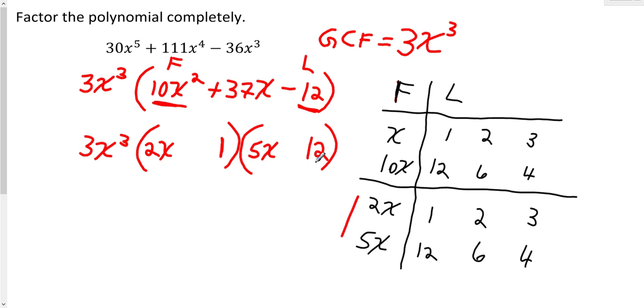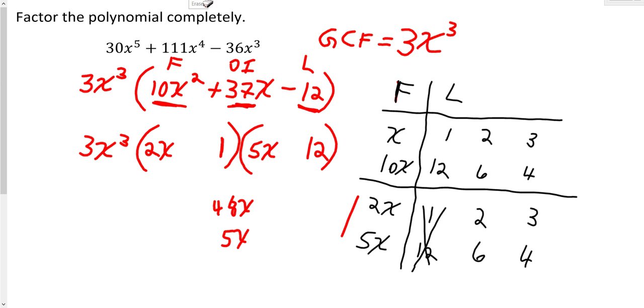When I do outside, I would get 48x. When I do inside, I would get 5x. So I'm checking the O and I from FOIL to see if I can get the middle term. The middle term comes from O and I. Well, let's see, 48x and 5x, adding or subtracting those couldn't possibly yield 37x. So that means that 1 and 12 are out of the running now. 1 and 12 cannot work with 2x and 5x. So I cross those out because I know they won't work.